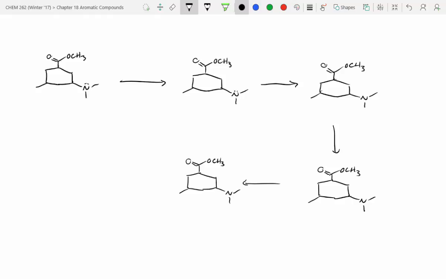And then once you think you've got the mechanism, give me a thumbs up so I can see a few people. I'm going to draw in my starting material, and then we'll add electrons and double bonds as needed.